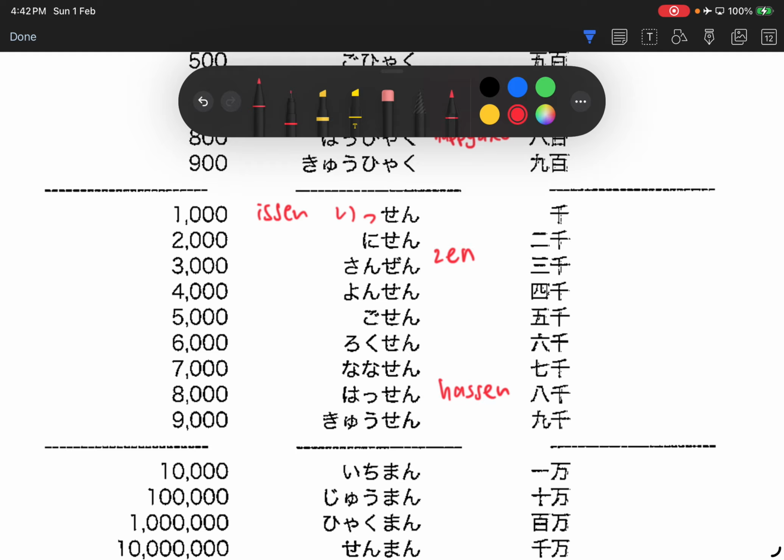Yeah. Sounds more cool than 8,000. Okay, 9,000 will be 9,000.